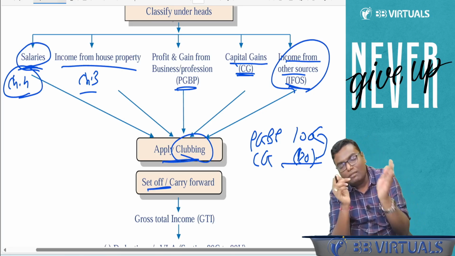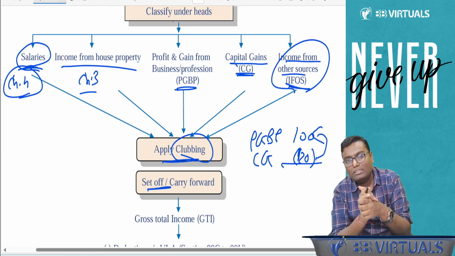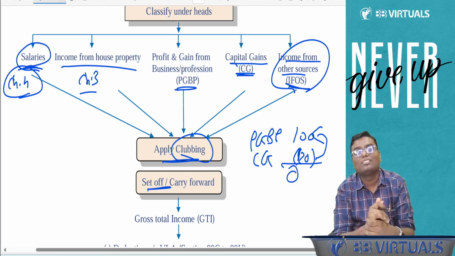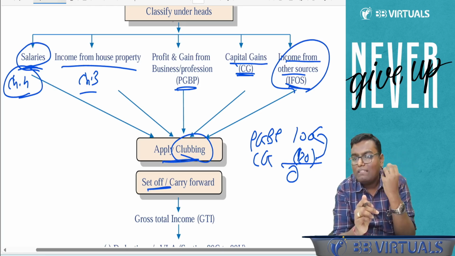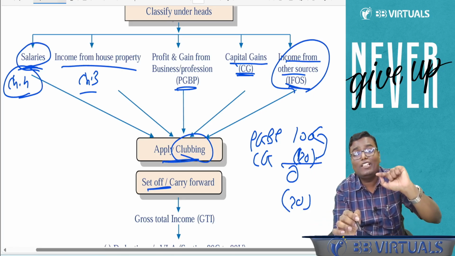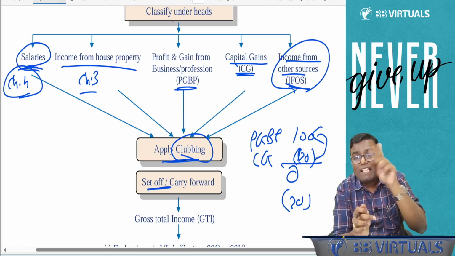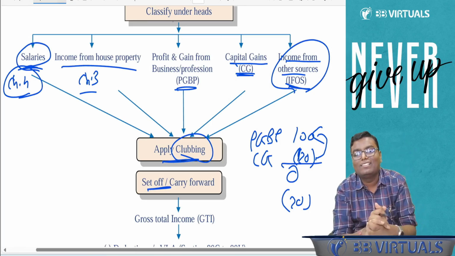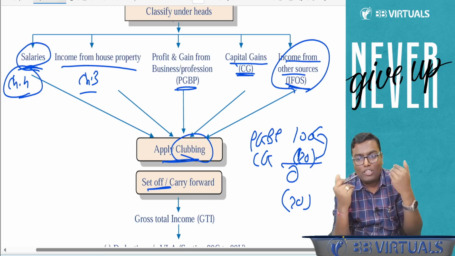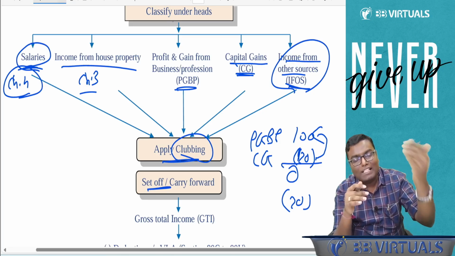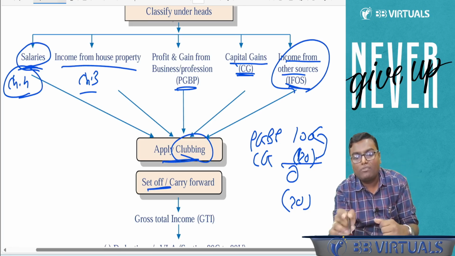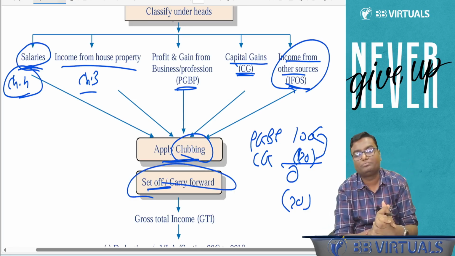100 rupees PGBP income, 120 rupees capital gain loss. Then what will be the balancing income? Can I say the balancing income will be 0? Still, how much loss is there with me? 20 rupees. This excess loss, I will take it to the next year and I will set it off against the income of next year. This is called carry forward. So some losses will be set off in this year, and the balance loss will be taken to the next financial year. This entire concept of set off and carry forward we will study in that separate chapter.